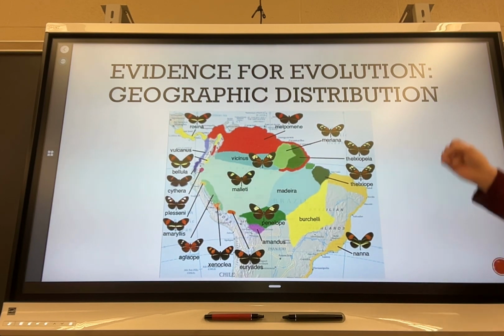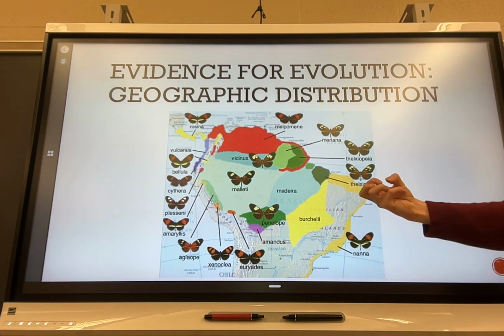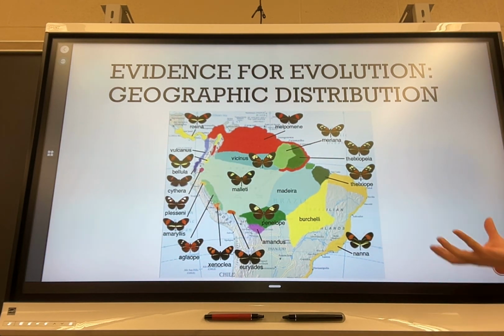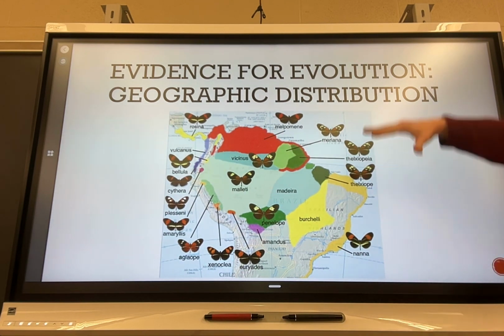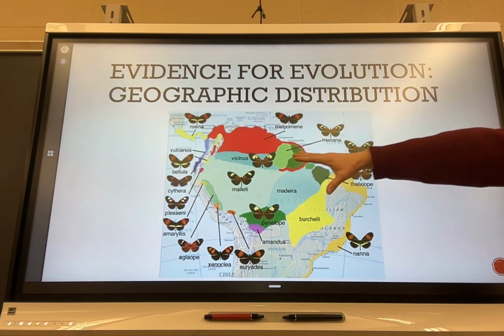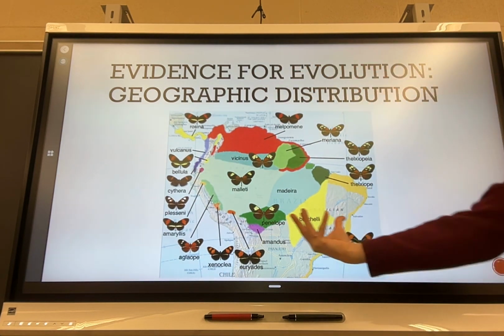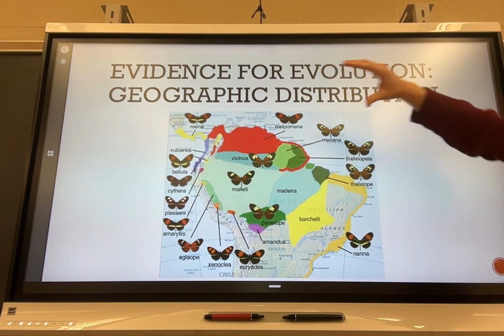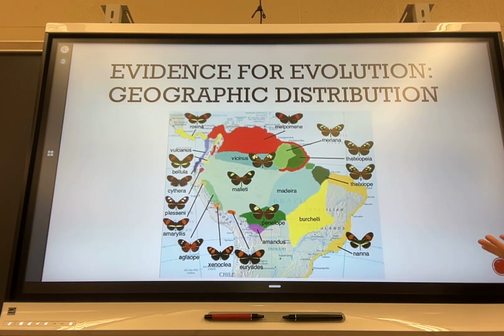So even as small as continents can have distribution of different species. For example, these are all postmen or long-winged butterflies. And you can see that even despite how closely related they are, there's a lot of diversity just in the northern part of South America.